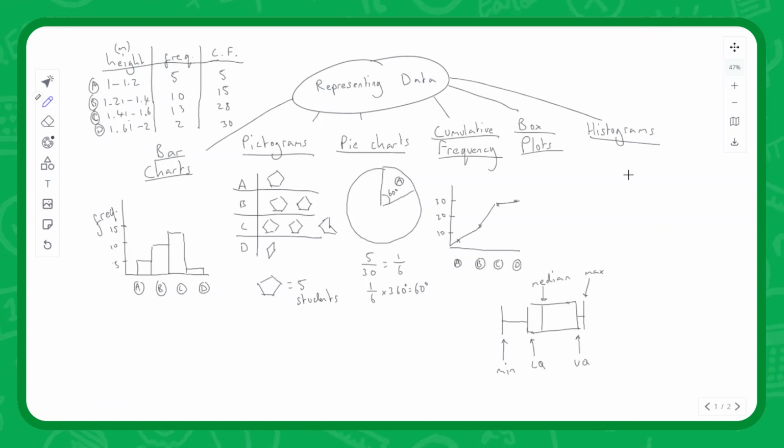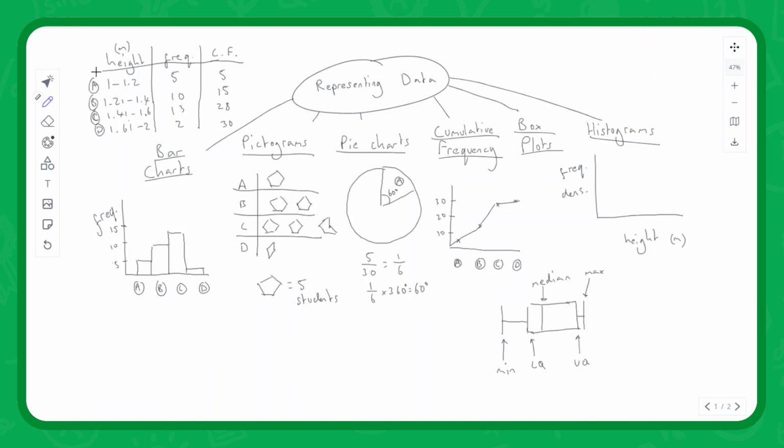Finally, histograms. Histograms are slightly different, right? So in histograms, the area of the rectangle represents the number. And so what we need to do is first consider the width. If we are looking at histograms, we're going to have height on the x-axis, in meters, and we'll have the frequency density, and you'll see why in a second.